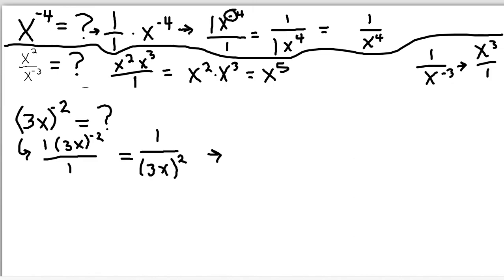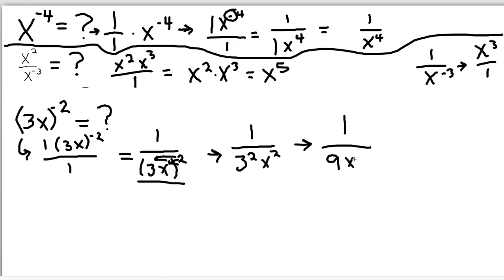And then what we can do at that point is break apart the denominator. So once we do that, we're going to get 1 over 3 squared times x squared. And keep in mind, all we're doing is just taking that 2 and distributing it to the 3 and to the x. Okay? And then once you get that, it's pretty simple. Just get 1 over 9x squared.